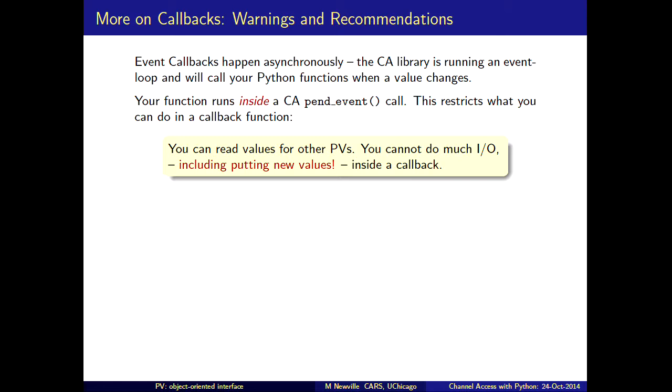There are some things you have to be kind of careful with that have messed people up in the past. Basically, your function runs inside of CA pend event. If you've been following this course, that's been discussed in previous courses. That's the polling loop, the polling time that the CA event loop takes. So you can read values for other PVs inside of that function, but you can't really do other I/O inside of that function, because you're in the function that's processing events.